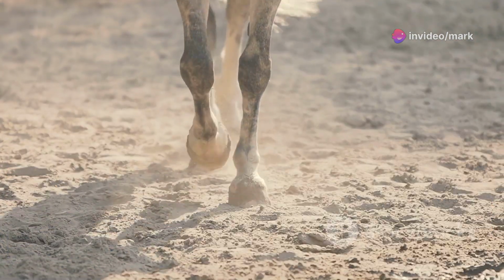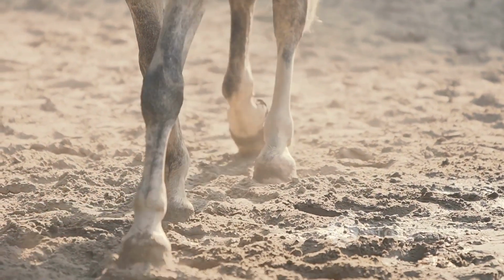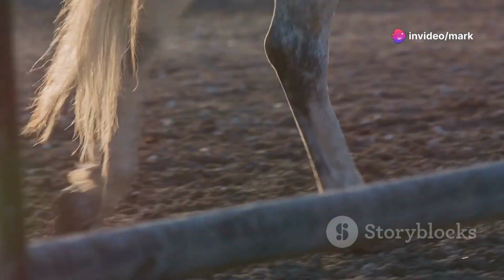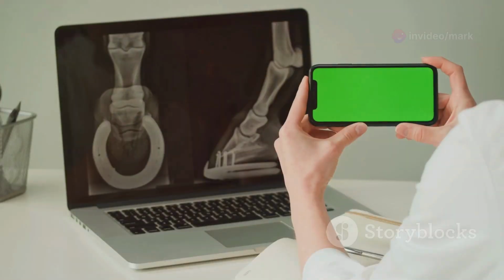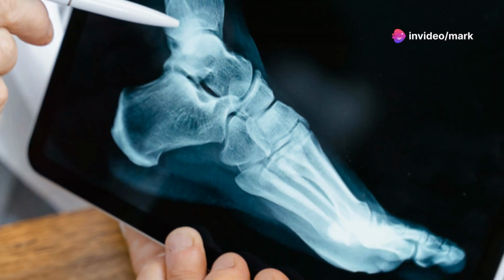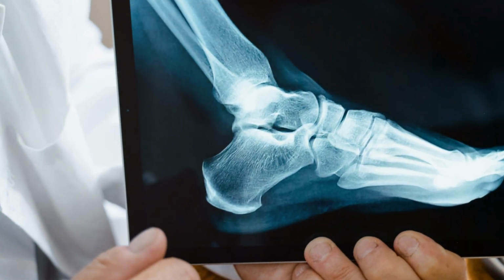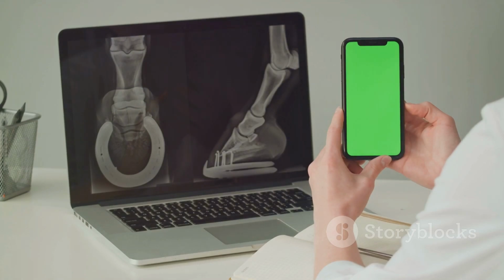The altered biomechanics of a horse with conformational defects contribute to the development of navicular syndrome. For instance, an upright hoof causes a shortened stride length and a harder impact on the ground. This impact sends a concussive force up the limb that is amplified at the navicular bone. The increased stress and concussion on the navicular bone and surrounding structures lead to inflammation and pain. Over time, these repetitive forces can cause significant damage.